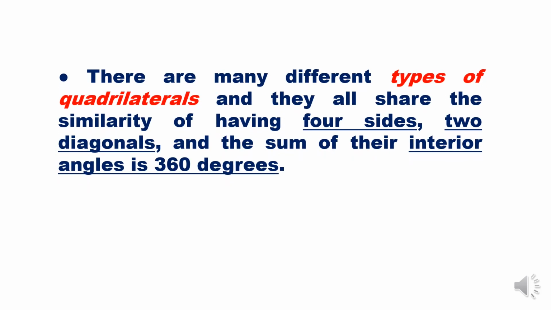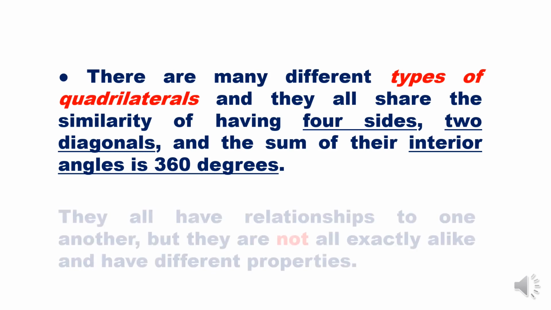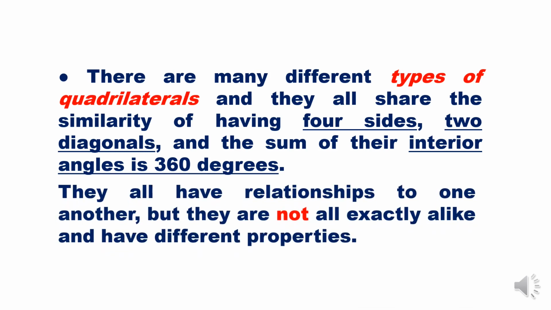There are many different types of quadrilaterals and they all share the similarity of having 4 sides, 2 diagonals, and the sum of their interior angles is 360 degrees. They all have relationships to one another, but they are not all exactly alike and have different properties.